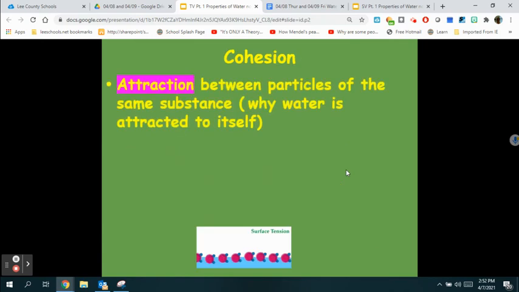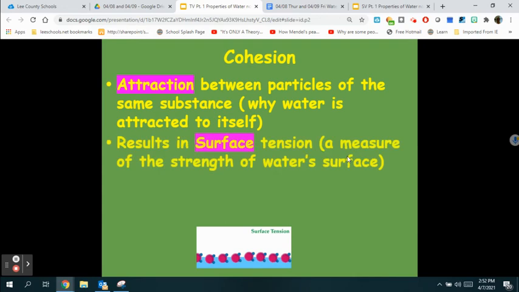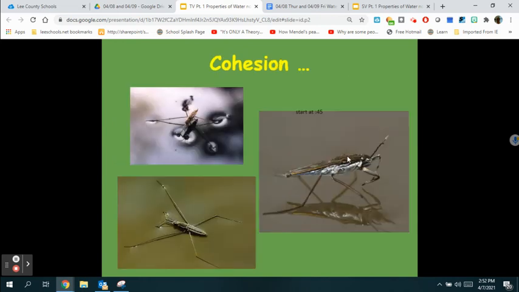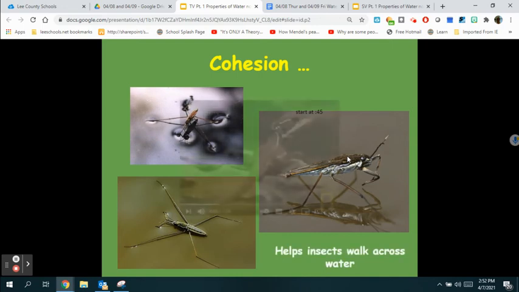Cohesion is the attraction between particles of the same substance. It's why water is attracted to itself. It results in surface tension, a measure of the strength of the water's surface. It produces a surface film on water that allows insects to walk on the surface of water.